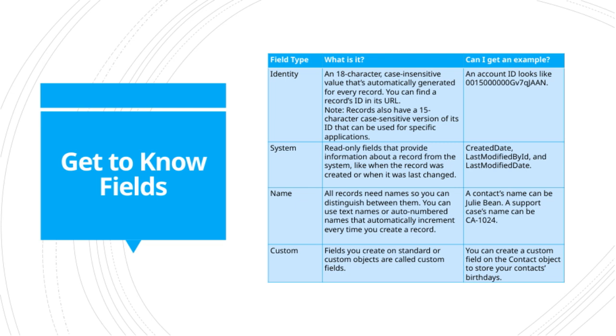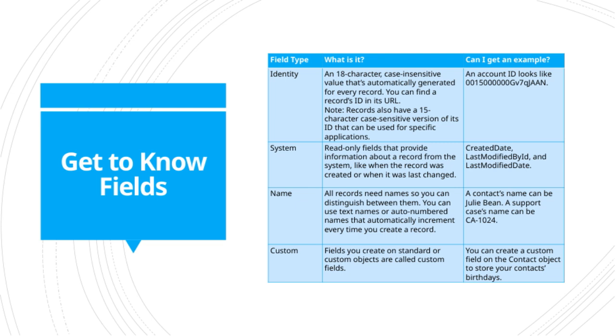Moving on to the name field, every record needs a name so you can easily identify and differentiate between them. This could be a simple text name, like Julie Bean for a contact, or an auto-numbered name, like CA1024 for a support case. The auto-numbering automatically increments with each new record, making organization straightforward.